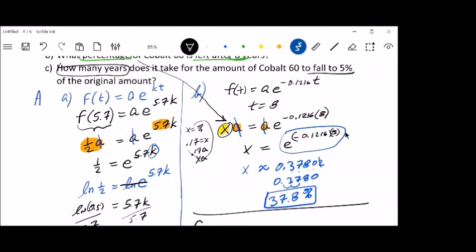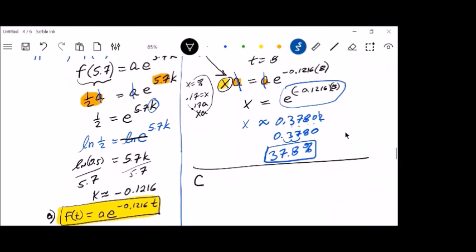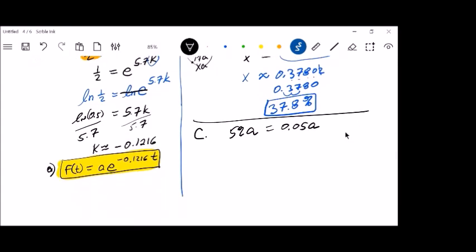So for C, how many years does it take for the amount to fall to 5%? Well, 5% is 5% of A, which is 0.05 of A. So that's going to be the amount that we're trying to get to. And the formula is A e to the negative 0.1216 t. So the A's cancel out. And now what we have is just one single variable. So we need to solve for that.